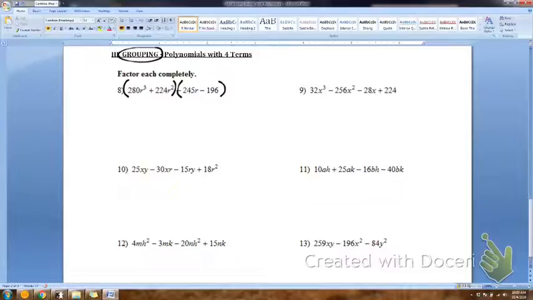Okay, so just follow me with this. We can divide both of these by 56r squared. Because if I divide by anything less than that, then I'm not going to get the same thing in the parentheses, and I'm going to have to continue to keep dividing. So 56r squared. 280 divided by 56 is 5. 224 divided by 56 is 4.